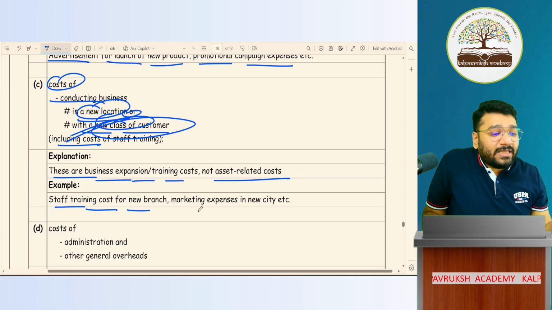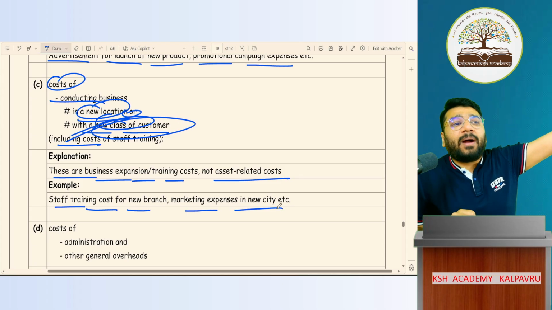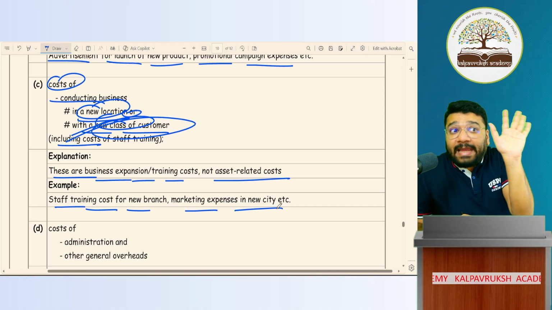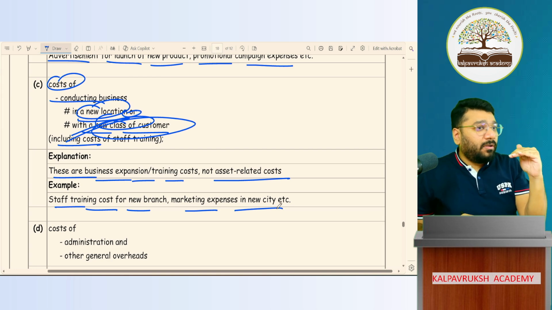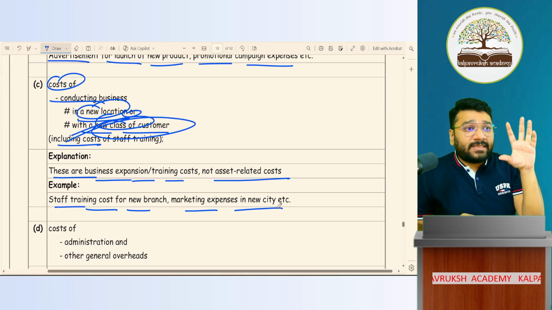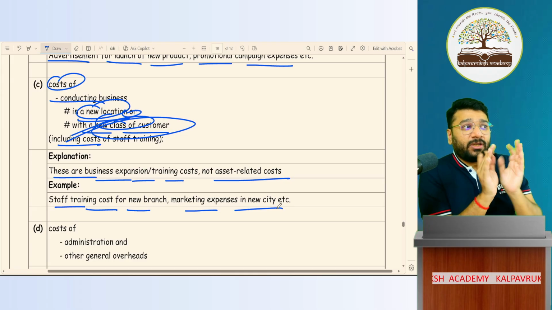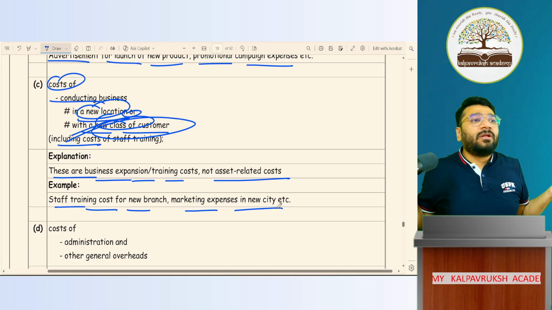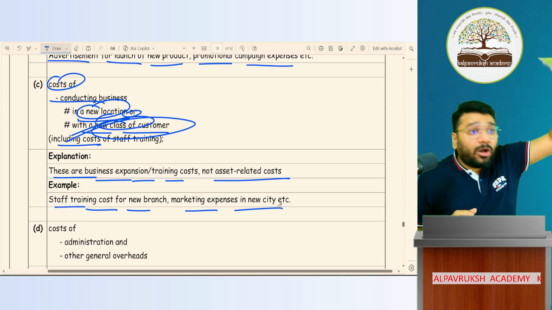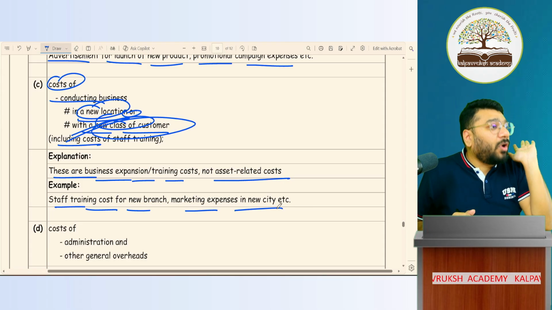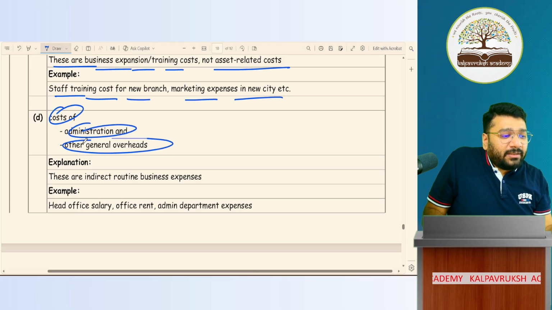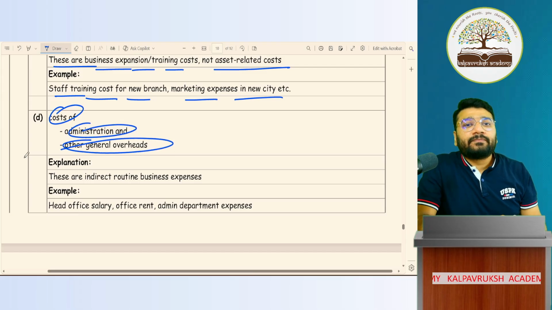Staff training cost of new branch, marketing expense in new city. These cannot be part of cost of PPE. Got it? Not got it? But yes, in Goa, if I'm opening a proper academy, and for that the conditions given by AS 10 for PPE are satisfied, then I'll capitalize. But if there's no tangible asset coming, only expenditure I'm incurring, that cannot be a part of my cost of PPE of Coimbatore. Got it? Not got it? Okay. The cost of administration and other general overheads.